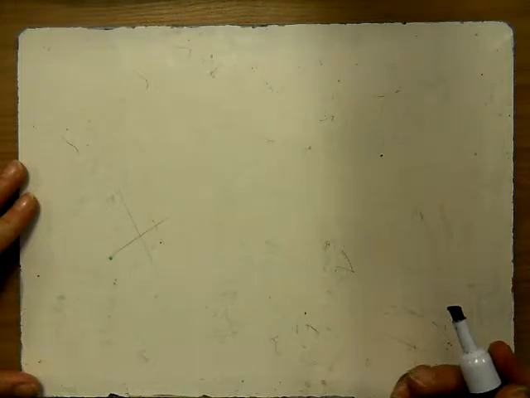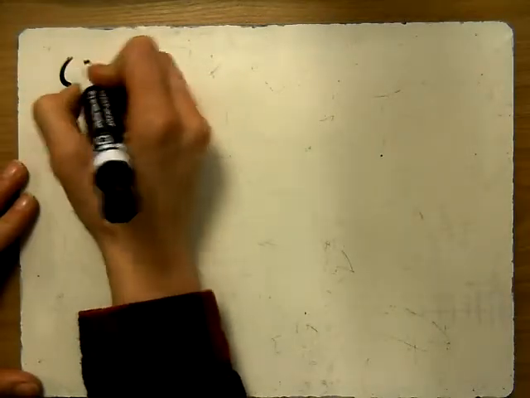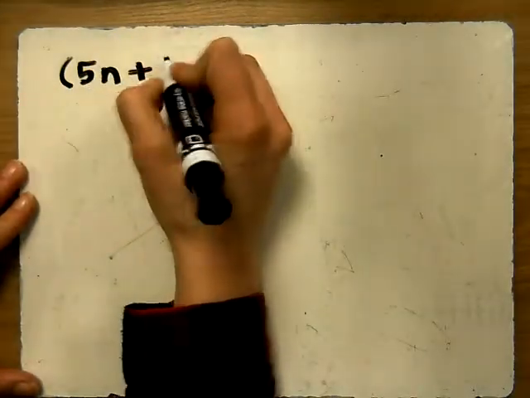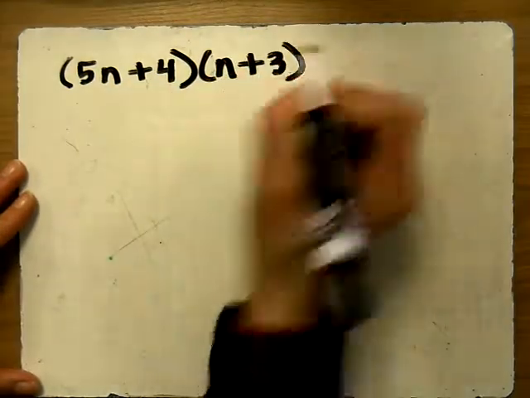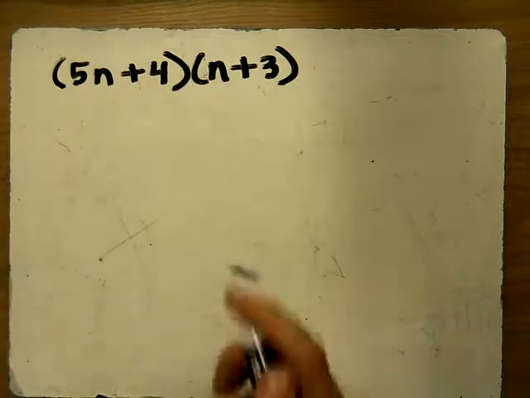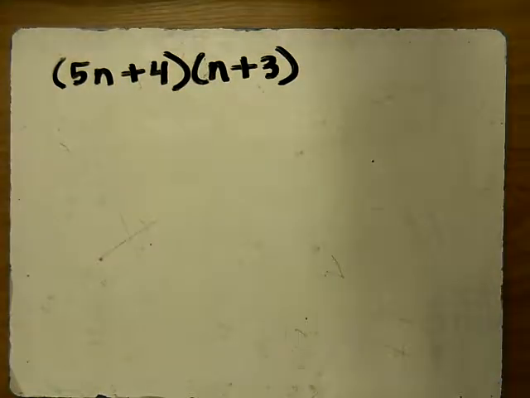In this video, I'm going to talk through how to factor a quadratic polynomial. So when I say factor, let's first talk about what that even means. Let's start with the expression (5n + 4)(n + 3). So I'm multiplying two linear binomials, and we've talked about how to multiply before.